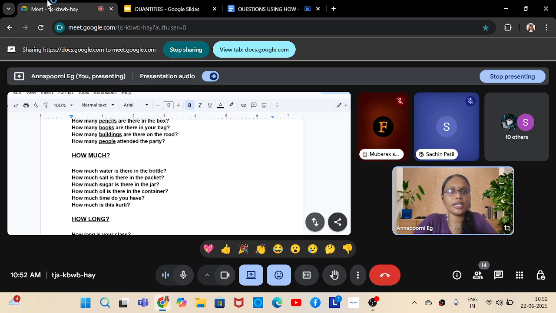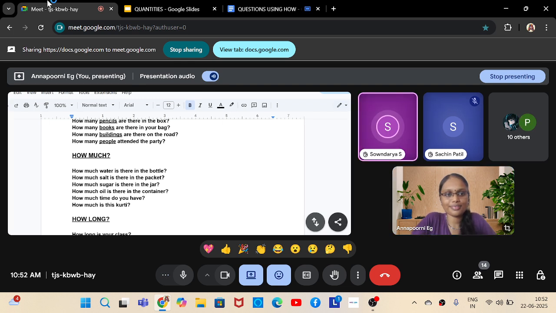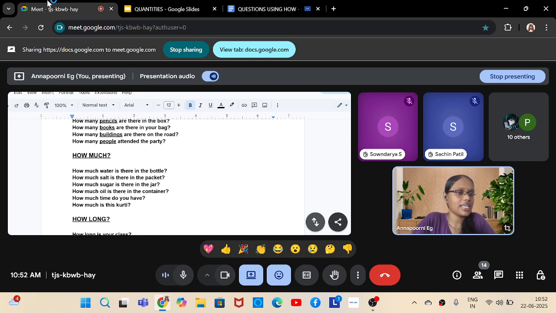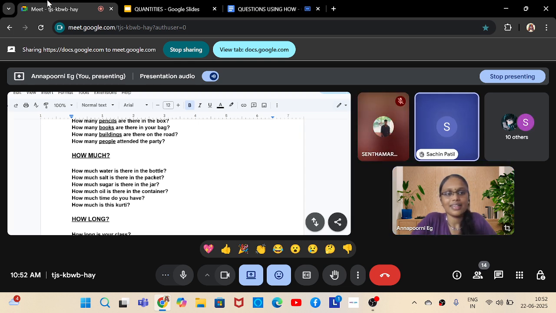So what is meant by this question? How much is this kurti? I'm going to a shop and I'm seeing a kurti. And if I ask like this, how much is this kurti? What does it mean? That means asking the price of the kurti. Okay, does everyone have the same answer? Yes, ma'am.